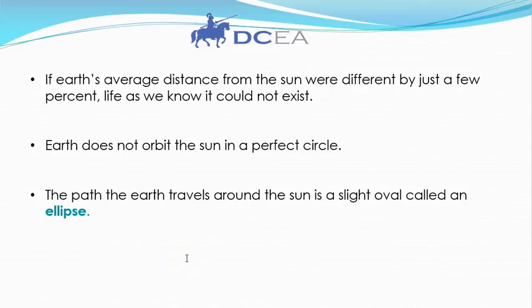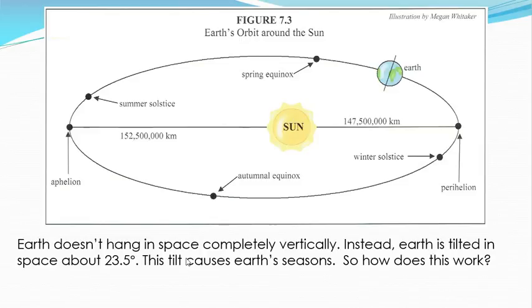If Earth's average distance from the sun were different by just a few percent, life as we know it could not exist. We've talked about this many times. Earth does not orbit the sun in a perfect circle. The path that Earth travels around the sun is a slight oval called an ellipse. Here's an example of Earth's orbit around the sun.